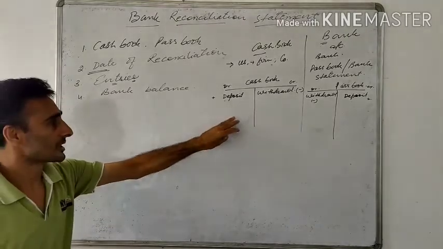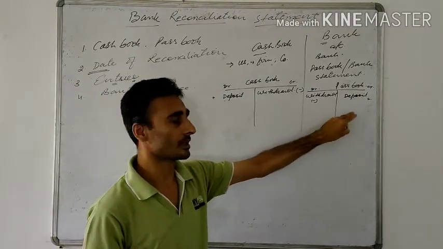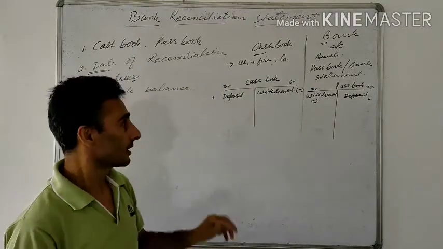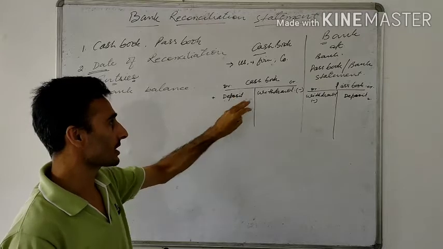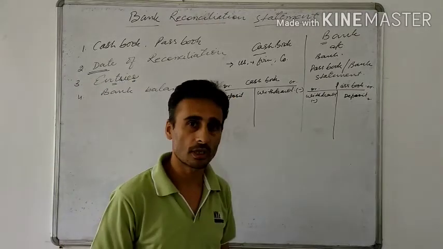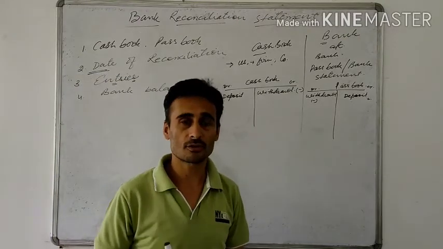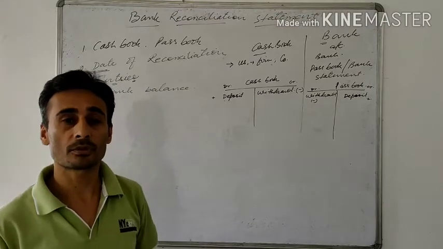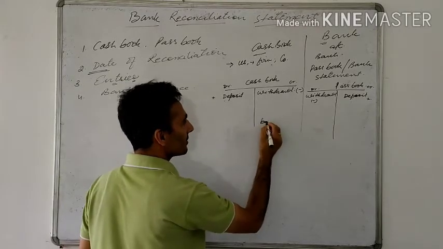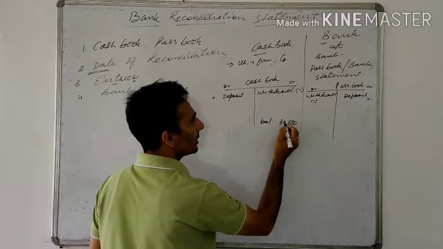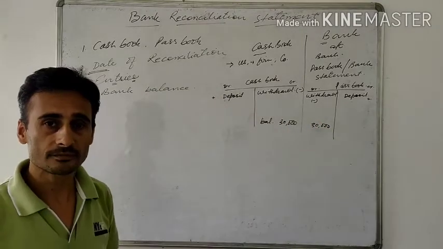Now let's come back to the bank balance. The same entries are recorded in the cash book as well as in the passbook, right? When the entries for the same transactions are recorded in both, the bank balance shown by the cash book and the bank balance shown by the passbook should always be the same. Is it or not? So if the cash book shows a balance of say 30,000, then the passbook should also show the balance of 30,000. It should be the case.